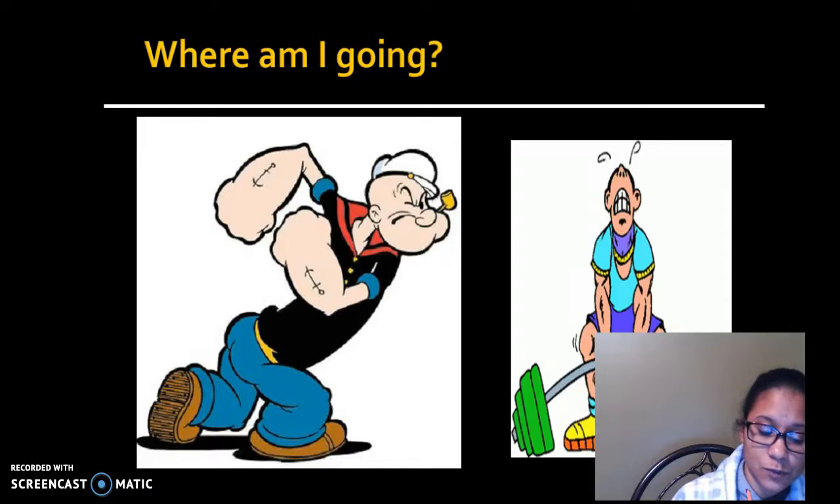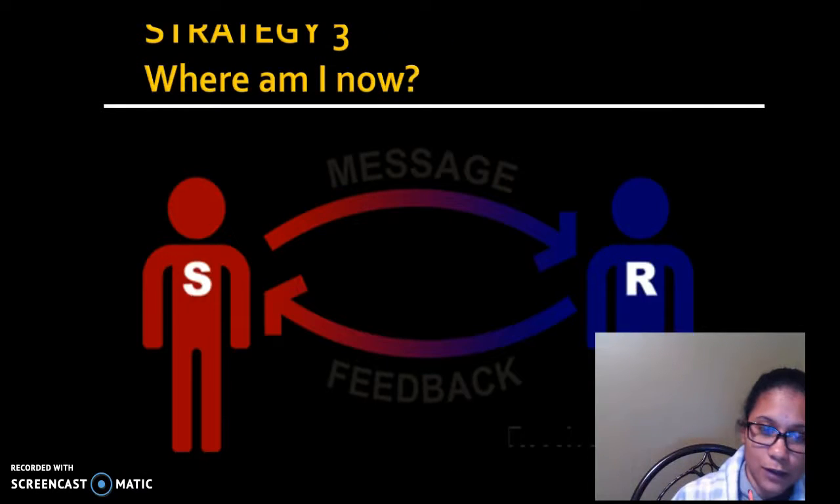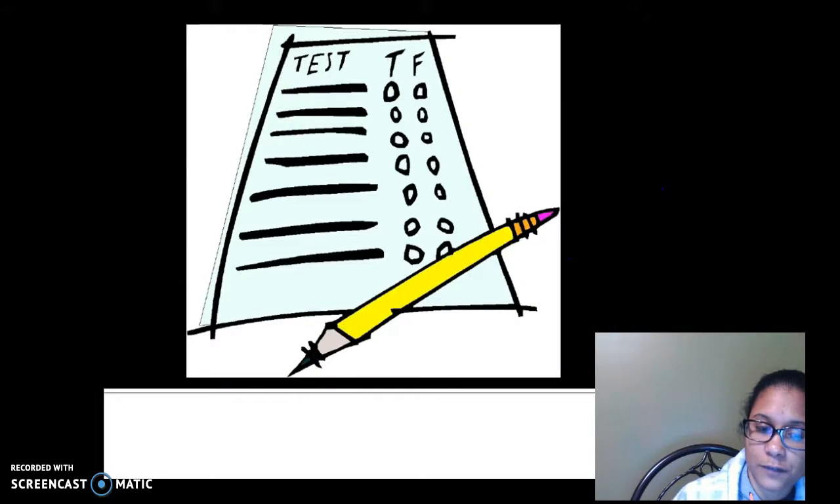That takes us to strategy 3. And strategy 3 takes you to the next level, to where am I now? And that's by providing students effective feedback. Effective feedback focuses on students' strengths and weaknesses. It also happens prior to tests or prior to summative assessment. Effective feedback praises students' work and effort and not the students' intelligence.